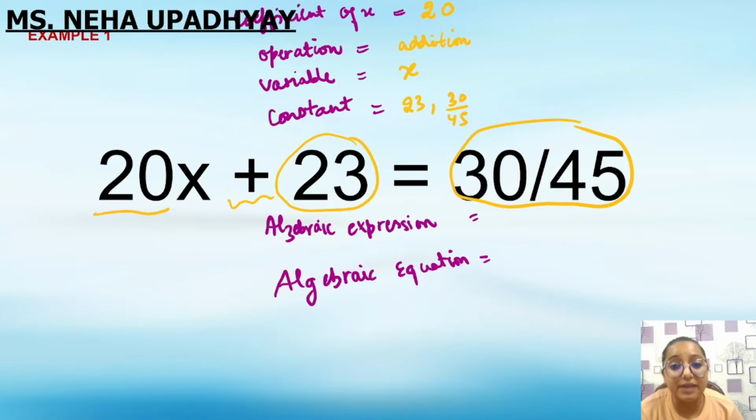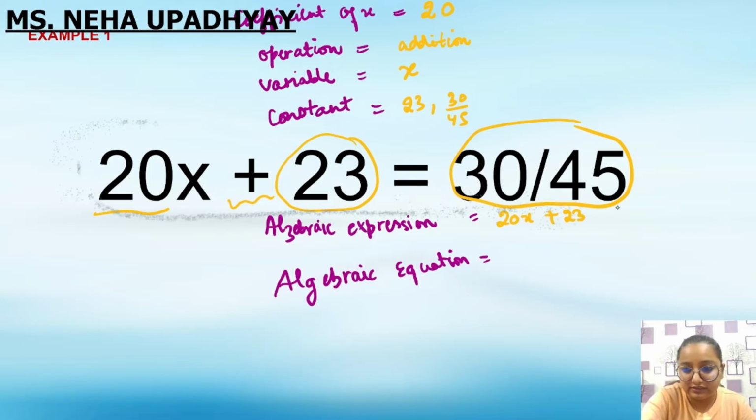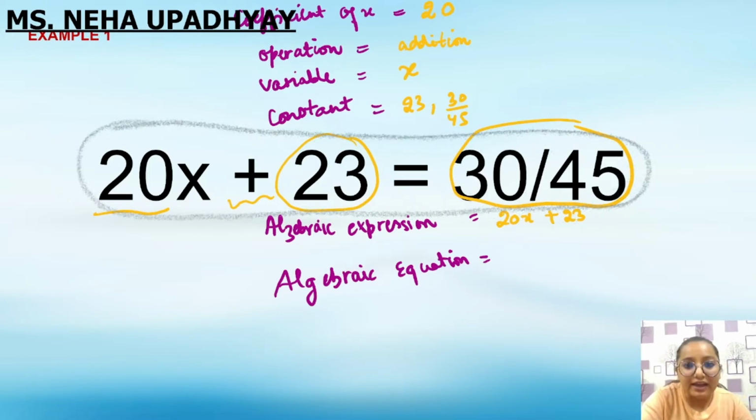What is the algebraic expression? So the algebraic expression is 20x plus 23. I hope this is clear to everyone. And what is the algebraic equation? This complete equation is the algebraic equation. So I hope example number 1 is clear to everyone.